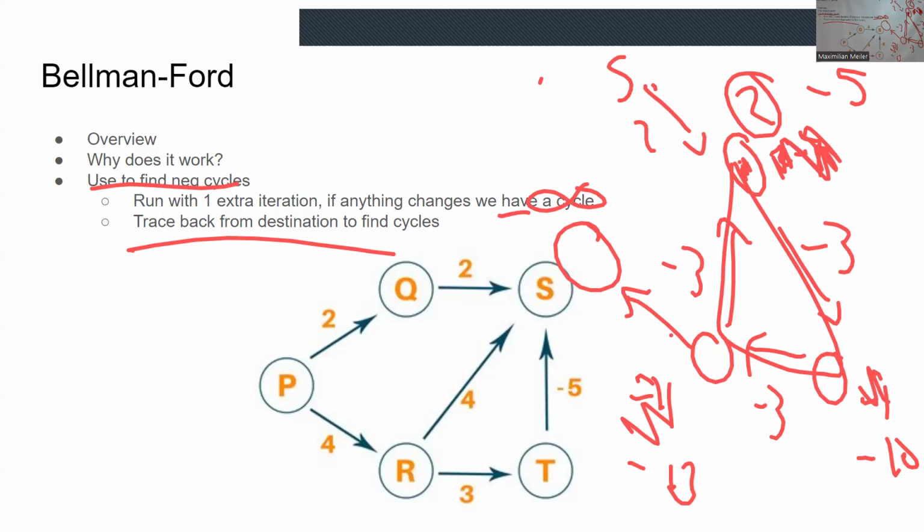Nodes that are updated within the nth iteration aren't always in the cycle, but they will always be preceded by the cycle, because otherwise they couldn't have that negative value pumped into them.